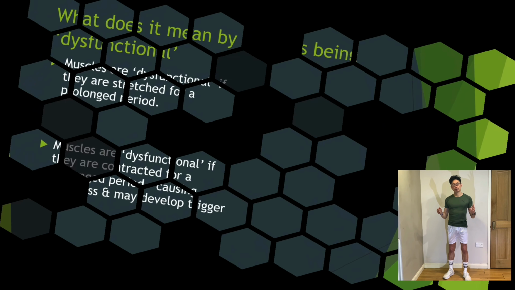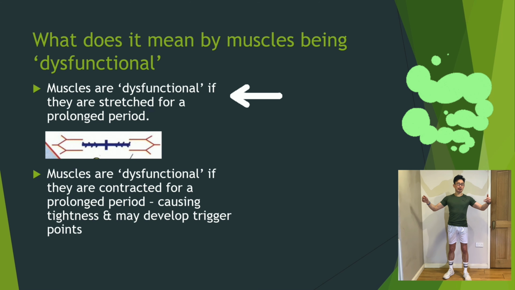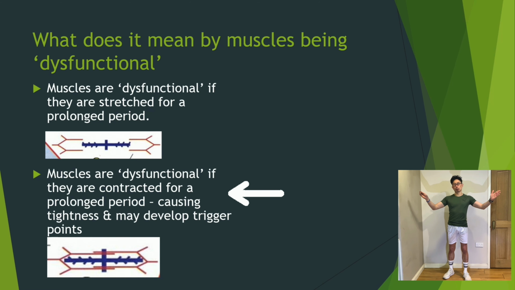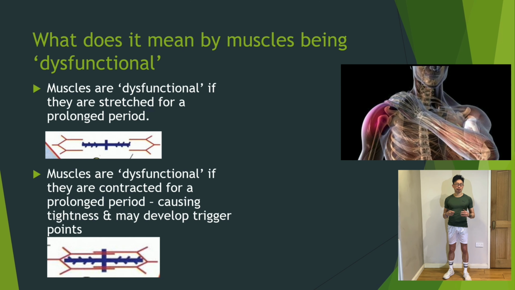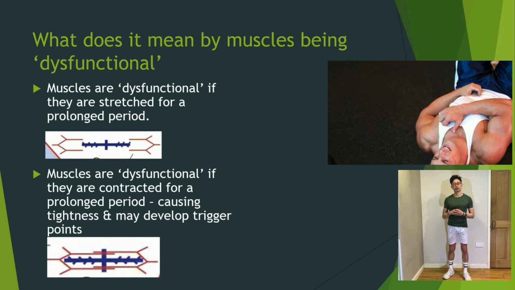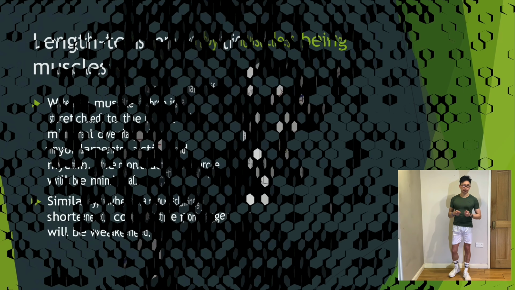Muscles are dysfunctional if they are stretched for a prolonged period so that they are weak. Muscles are also dysfunctional if they are contracted for a prolonged period, causing muscle tightness. Muscles that are tight and stiff can restrict blood circulation, resulting in increased muscle fatigue and impeding the muscle repair process and the ability to recover from exercises. All this can greatly increase the chances of injury.